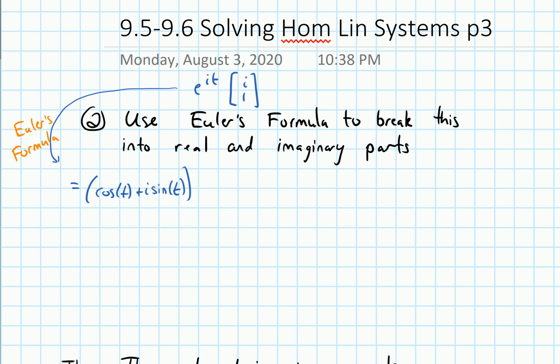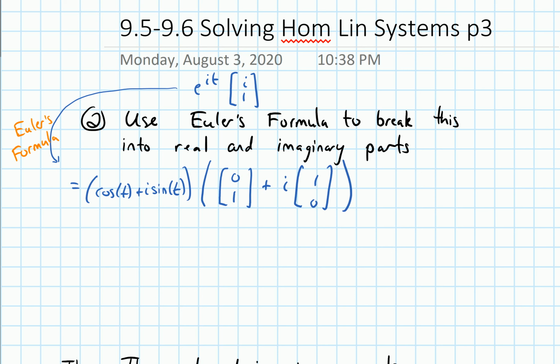And we can also split up the vector (i, 1) into its real and imaginary parts. The real part of this would be the vector, and I know it's definitely going to have the 1 because the 1 is real, but the first entry doesn't have any real part to it, so I just write 0. And then I'll put plus i times all the coefficients of i. So in the first entry, that's a 1. The second entry didn't have any i's, so its coefficient would be 0.